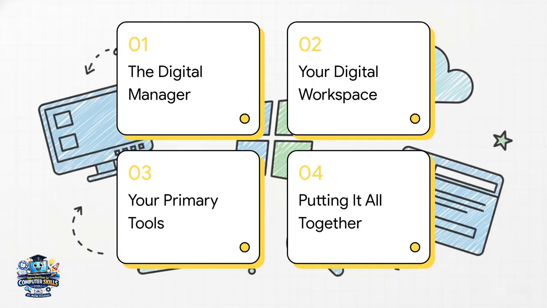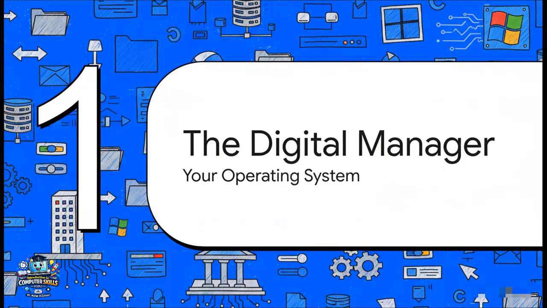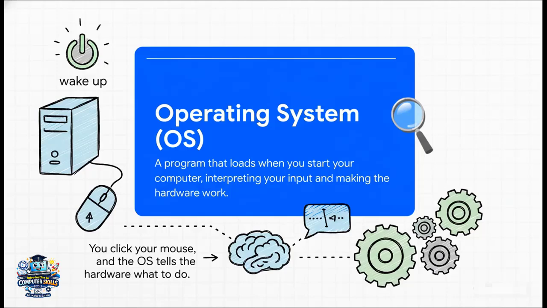Ready? Let's go. All right, let's dive right in with the biggest, most important idea of them all, the operating system. Seriously, this is the foundation for absolutely everything you do on your computer. So, what in the world is an OS? Well, you can think of it as the master program that kicks into gear the second you turn your computer on. Its whole job is to be the middleman between you and the machine. You click the mouse, and the OS is what tells the hardware what to do.